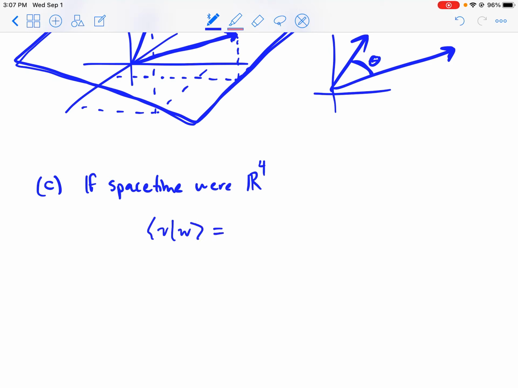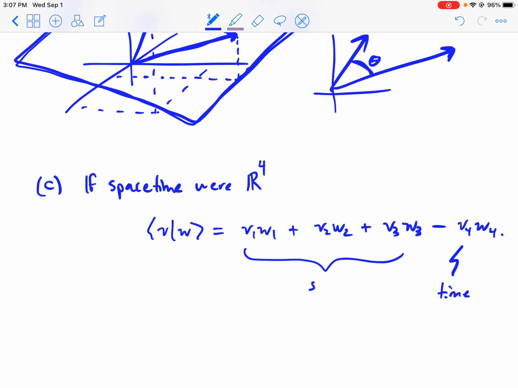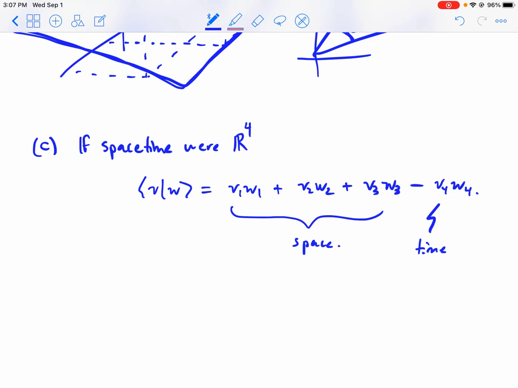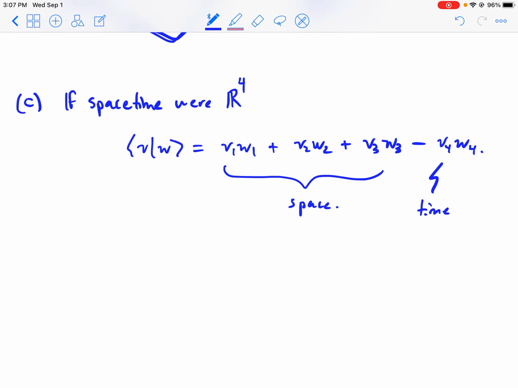And then the dot product between V and W is equal to V1 W1 plus V2 W2 plus V3 W3 minus V4 W4. Where the fourth component is thought of as time, and the first 3 components are thought of as space. Okay, so that's interesting.